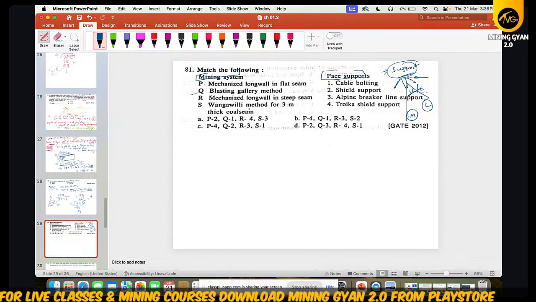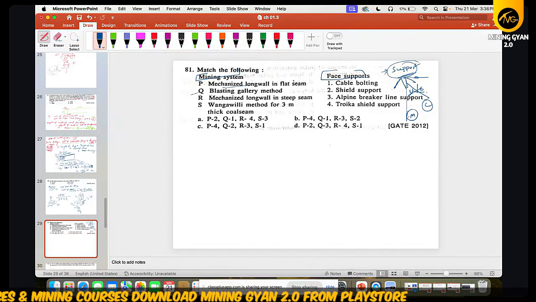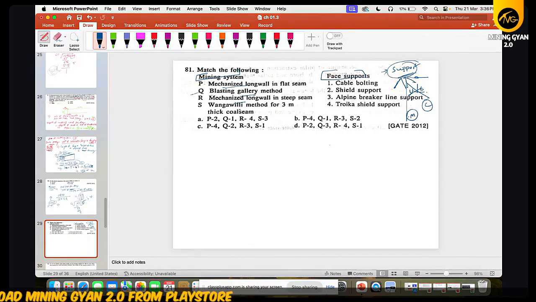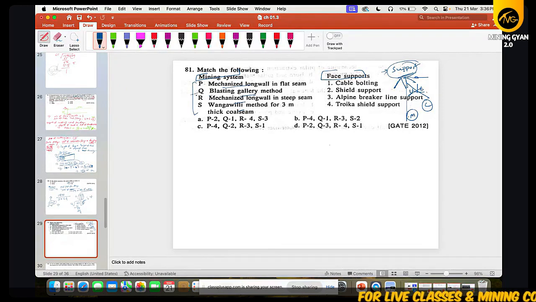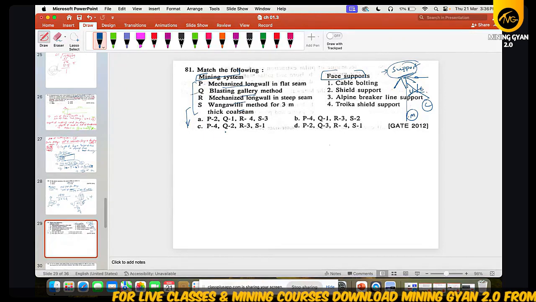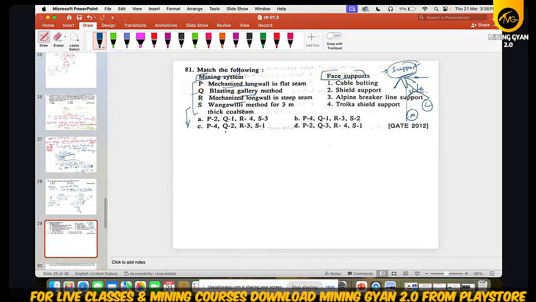Come to this question. Mechanized longwall in a flat seam, blasting gallery method, mechanized longwall in the steep seam, and Wanga Valley. I think some of the options you don't know, some you will know. So try to start from the option you know. It will cut down the options and make it shorter.